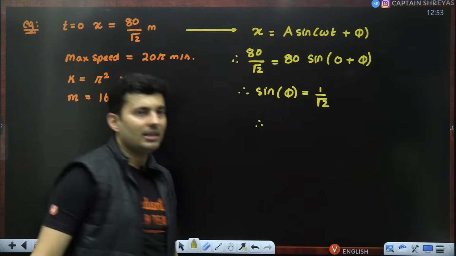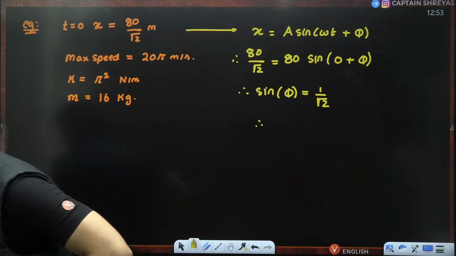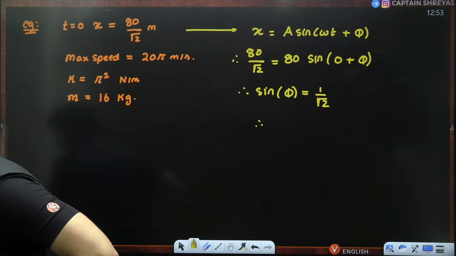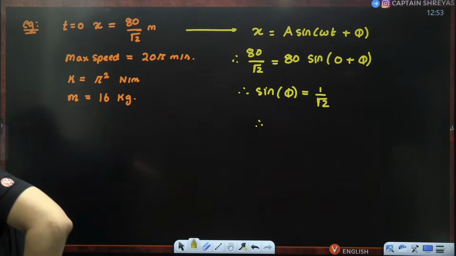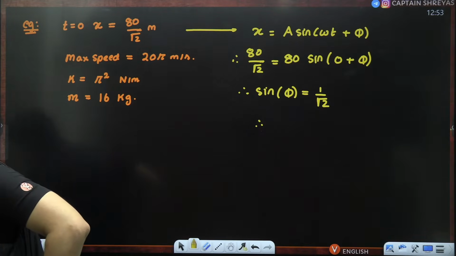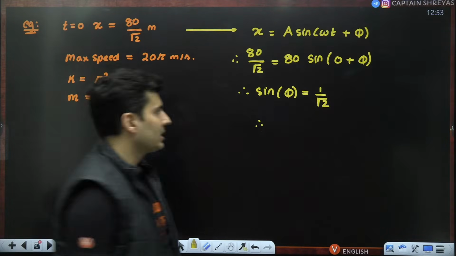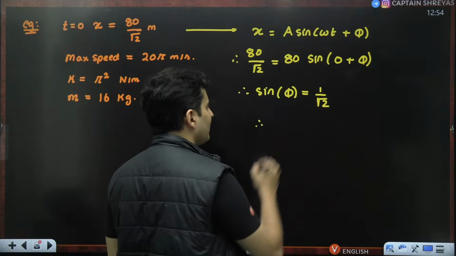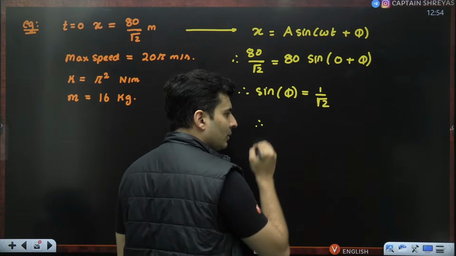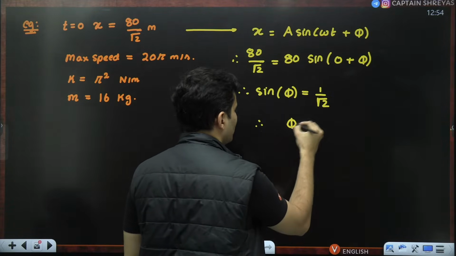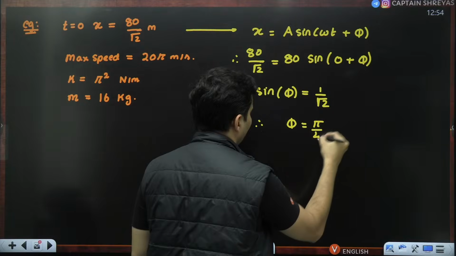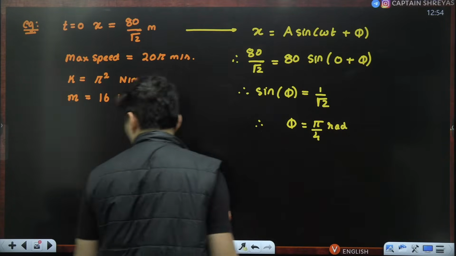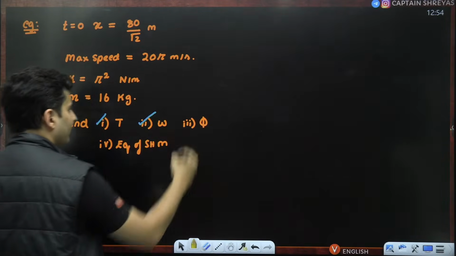Whose sine is 1 by root 2? Quickly think and tell me. Yes, Irfan, it will be enough. Whose sine is basically 1 by root 2? Correct. The answer is 45 degrees, which means that phi should be pi by 4 radian. So we have found the value of phi also.